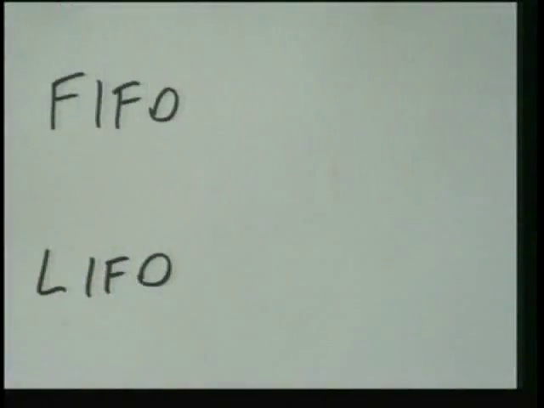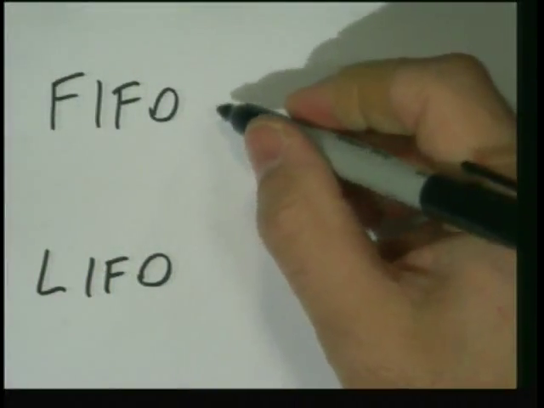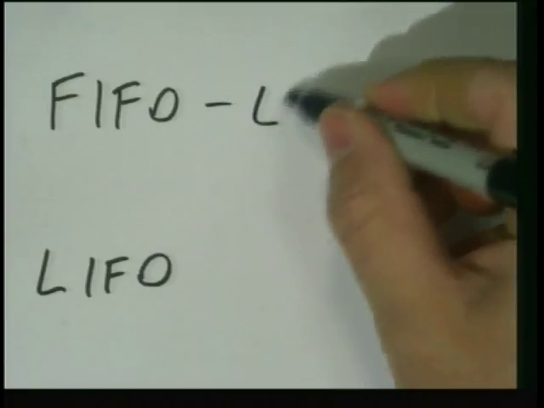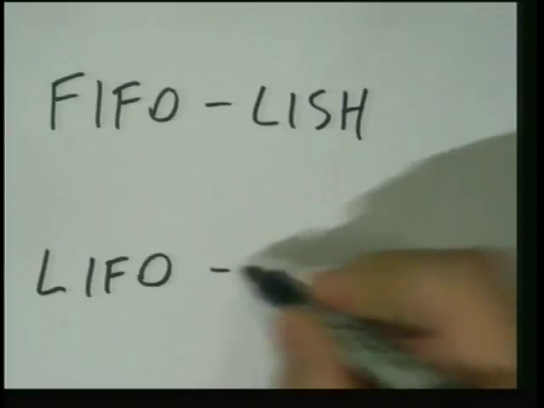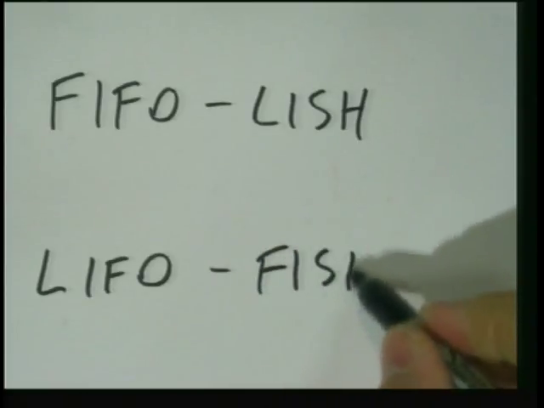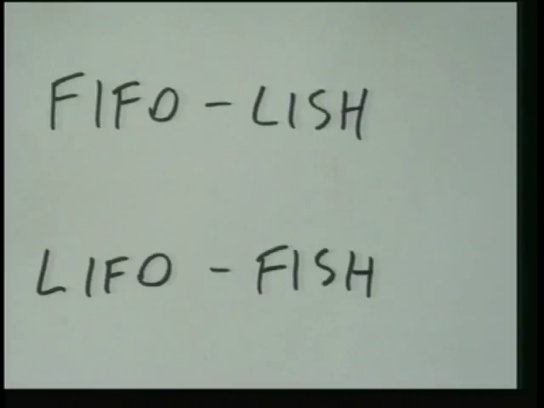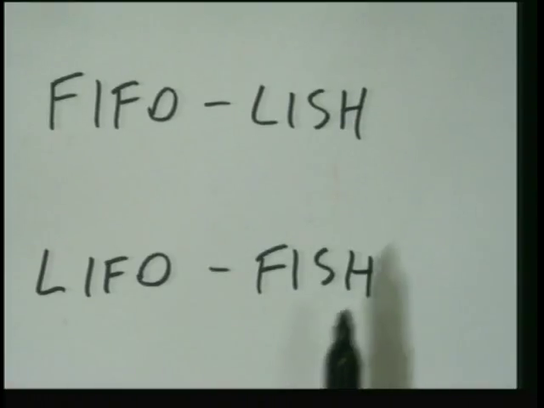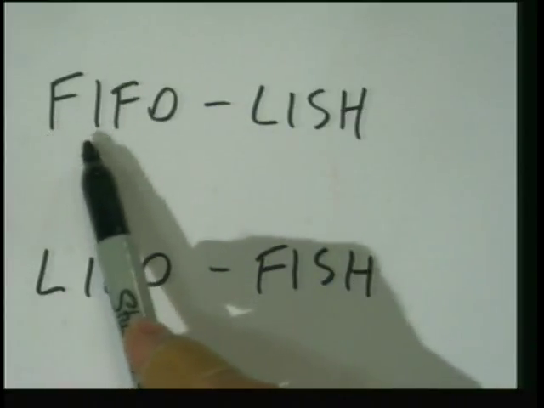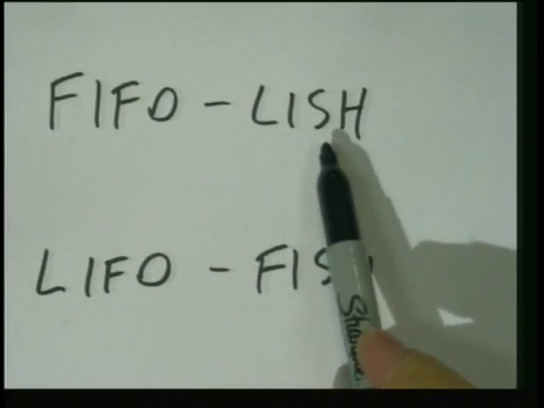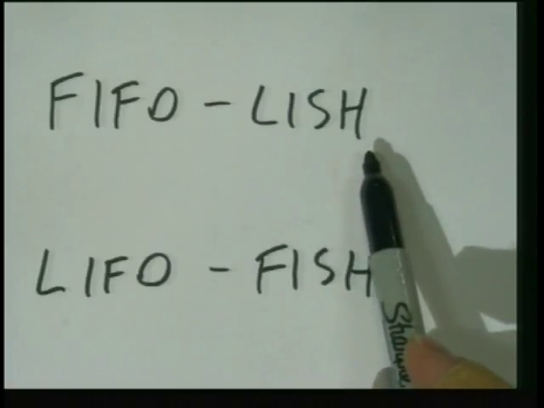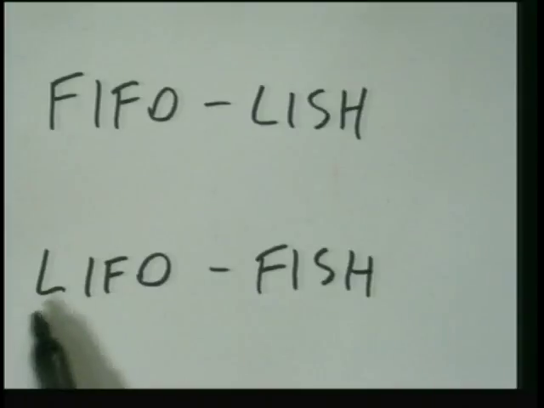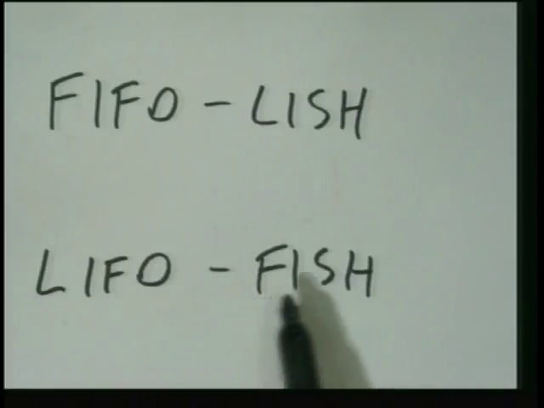Now, this is not in your books, but I actually like to expand these a little bit. I like to not just call this FIFO, but FIFO LISH, and LIFO FISH. Sounds like a Dr. Seuss book, doesn't it? FIFO LISH and LIFO FISH. Now, what does this stand for? First in, first out, last in, still here, in ending inventory. And LIFO FISH: last in, first out, but the first in is still here in ending inventory.